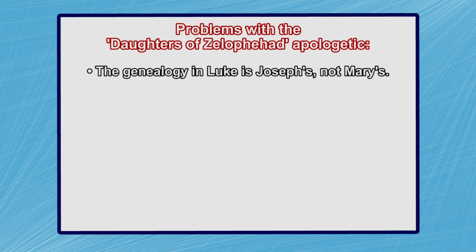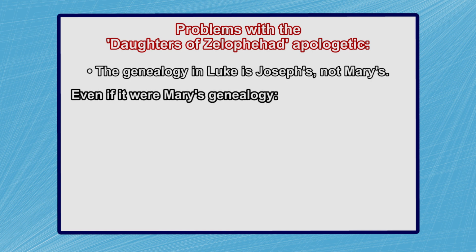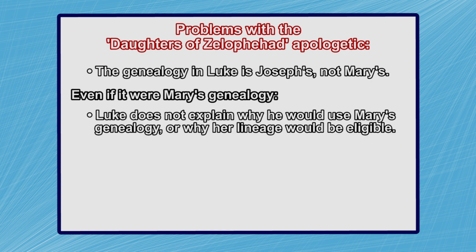But for argument's sake, let's say it is Mary's genealogy. Luke mentions nothing about using this inheritance workaround. Not only is Luke supposedly listing a woman's genealogy, which was already unorthodox, he's also depending on a certain event in the Old Testament to prove his case. The whole notion is so obscure and unexpected that it begs for an explanation, yet Luke provides none.